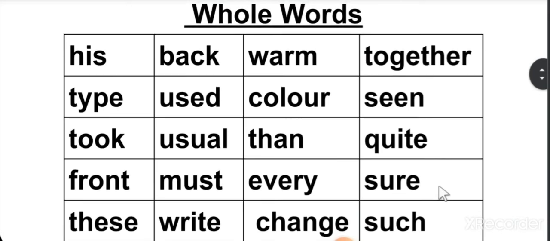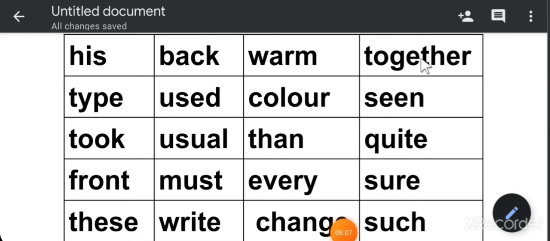In whole words, these are the whole words which came in this unit. Let's read them together and revise the spellings also. HIS, his. Repeat after me. BACK, back. WARM, warm. TOGETHER, together. TYPE, type. USED, used.